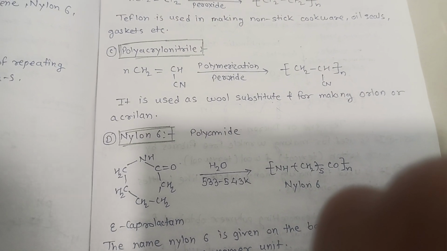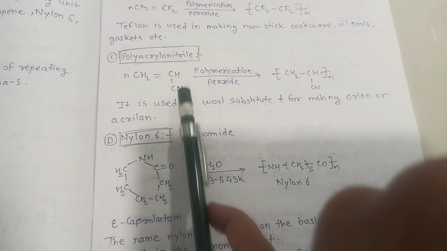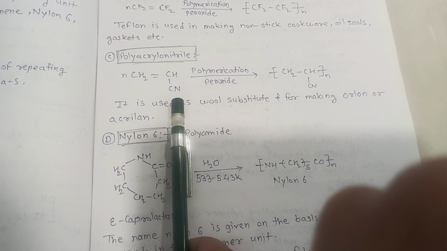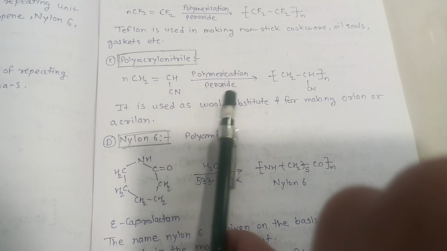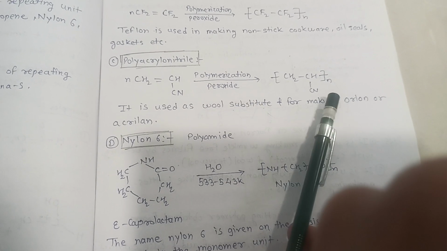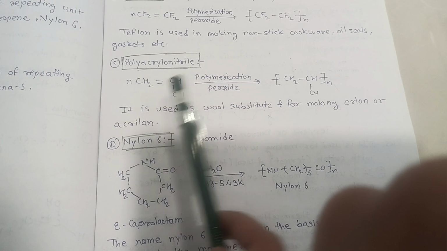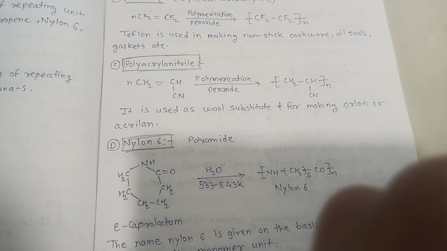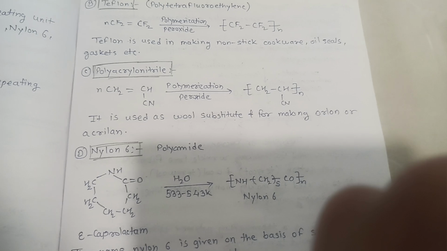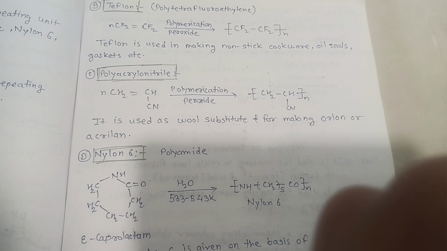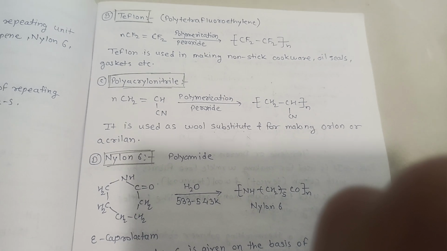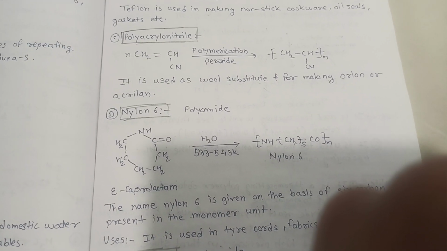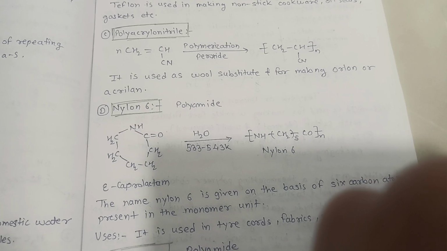Next is polyacrylonitrile. Polyacrylonitrile, again you can remember the structure from ethene only. Remove one hydrogen of ethene and put CN, cyanide, over there. For polymerization peroxide is used, and again the same thing, instead of the double bond you will write single, then brackets and n. So polyacrylonitrile is a substitute of wool, and it is used for making Orlon or acrylan. Generally it is used in blankets. Orlon is used in blankets, so there you can use polyacrylonitrile.